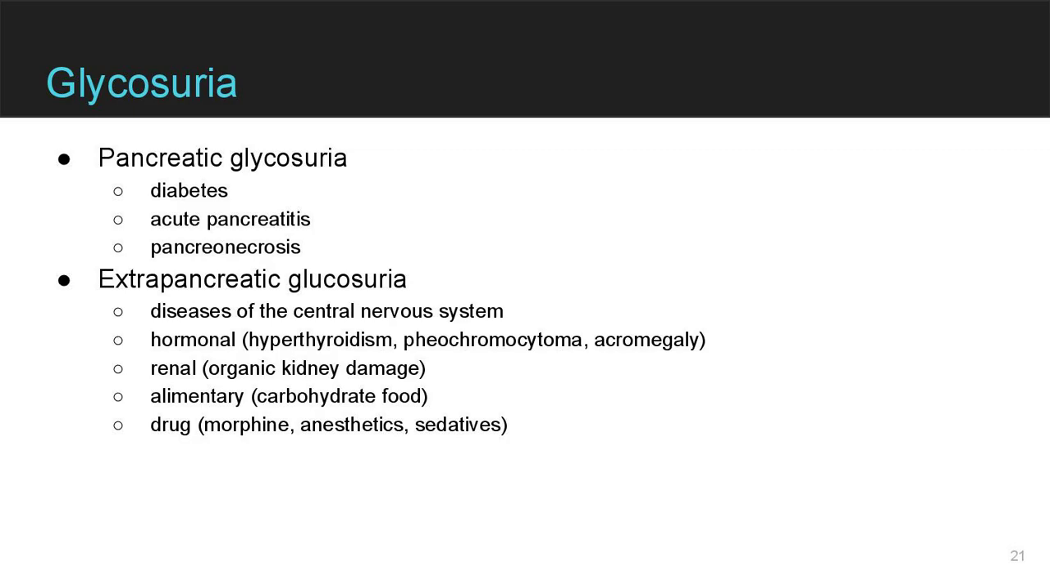Hormonal hyperthyroidism, pheochromocytoma, acromegaly. In this situation, these hormones work as activators of production of glucose. Sometimes renal, organic kidney damage. That means that in some cases, damaged epithelium can't transport glucose or even amino acids from primary urine into blood.